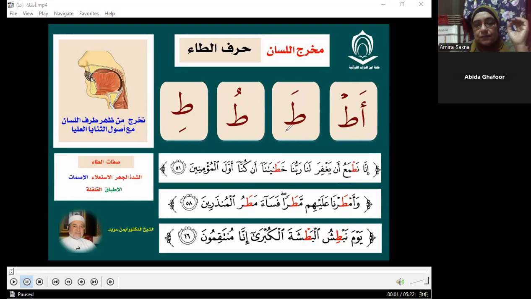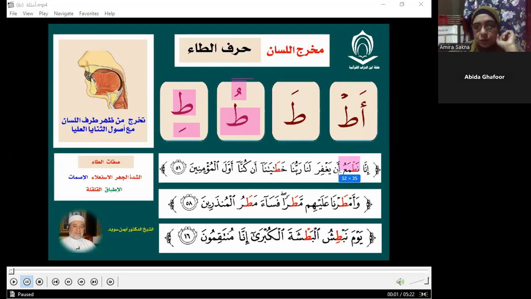Up, ta, ta, tu. And we said every letter with any short vowel, we pronounce the letter itself first from its articulation point, and then I move to the articulation point of the short vowel.